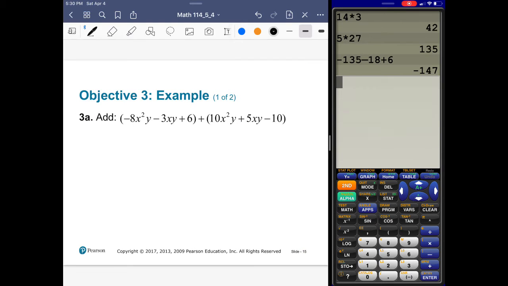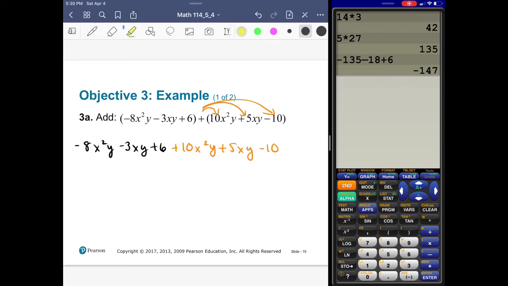Then we have the same thing. So I have negative 8x squared y minus 3xy plus 6. Distribute: plus 10x squared y plus 5xy minus 10. Like terms, this with this, this with this, and this with this.